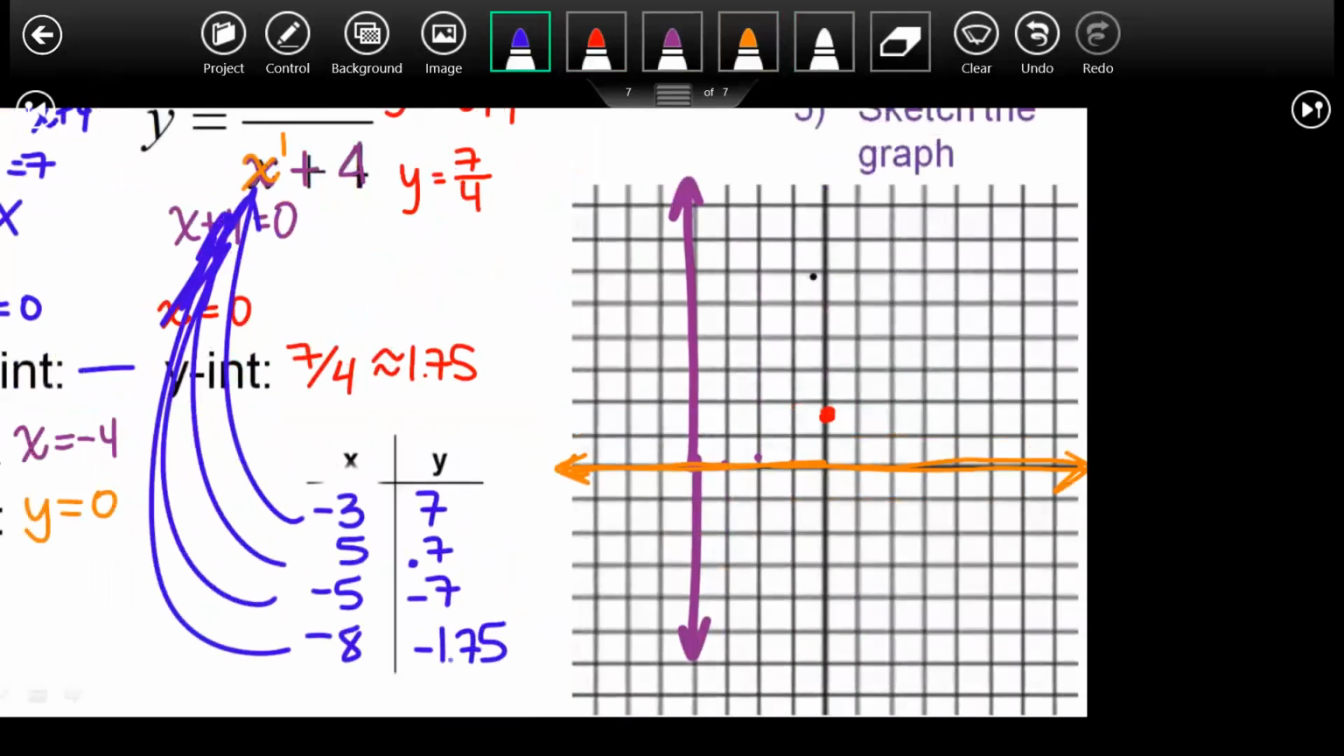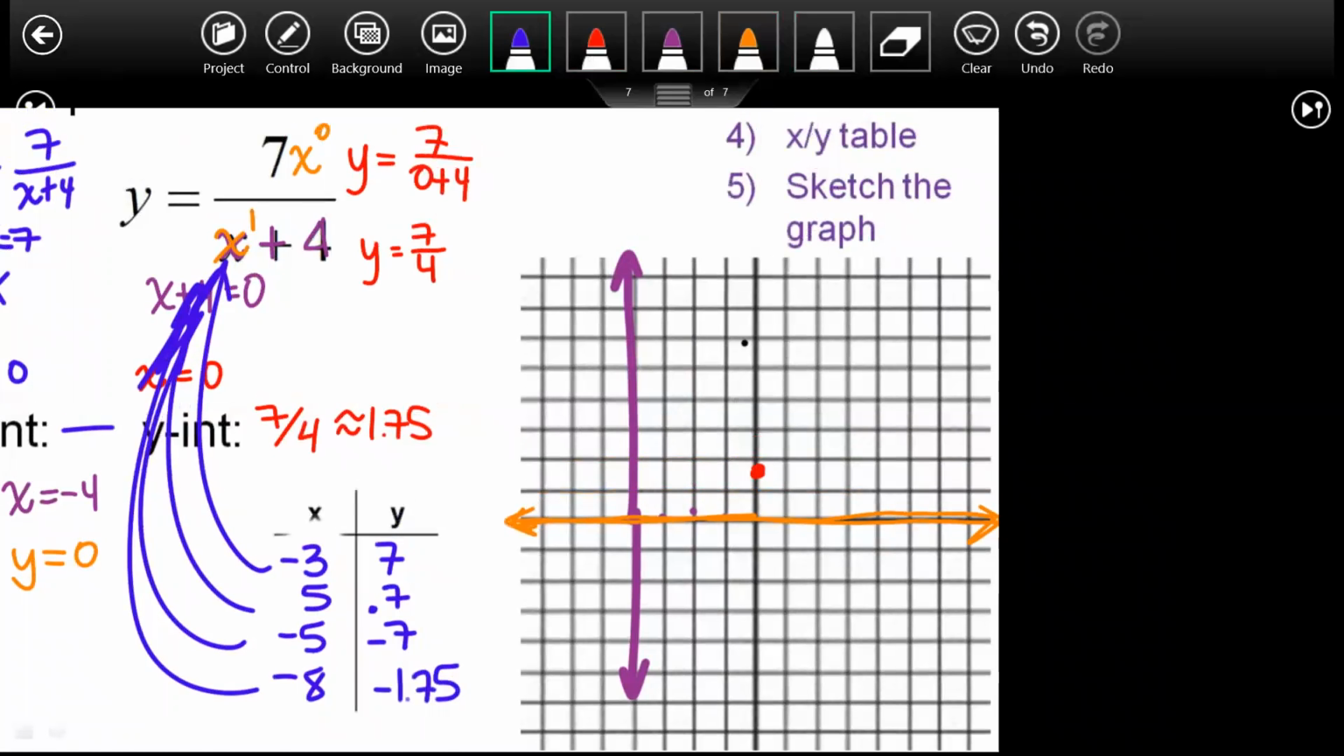1.75. So if I plot these points, back 3, up 7, 1, 2, 3, 4, 5, 6, 7's here. I have my intercept here. At 5, 1, 2, 3, 4, 5, I'm going to go up 0.7. So right there, looking at these, we can connect them now.